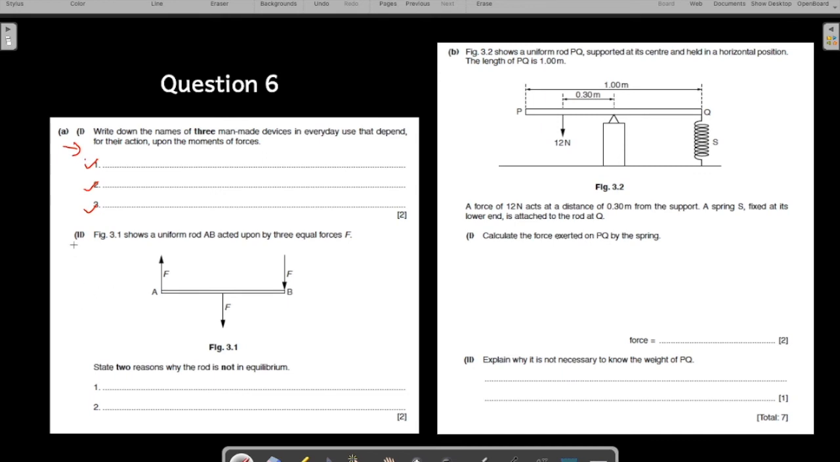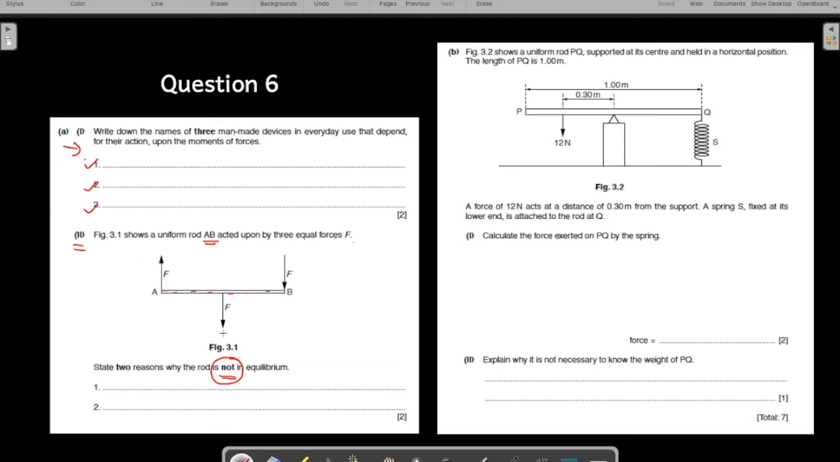Let us come to the second part. The figure here shows a uniform rod AB acted upon by 3 equal forces F. There are 3 forces acting on the rod. State 2 reasons why the rod is not in equilibrium. When a system is in equilibrium, you know it: when the resultant force is 0, when the resultant moment is 0. Here they are talking about not equilibrium.